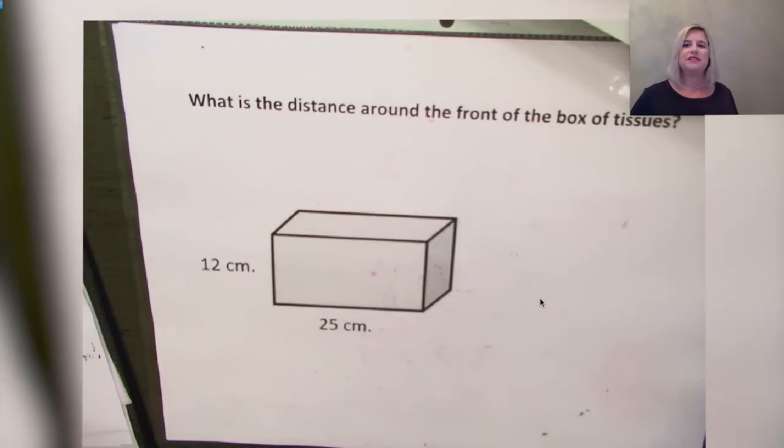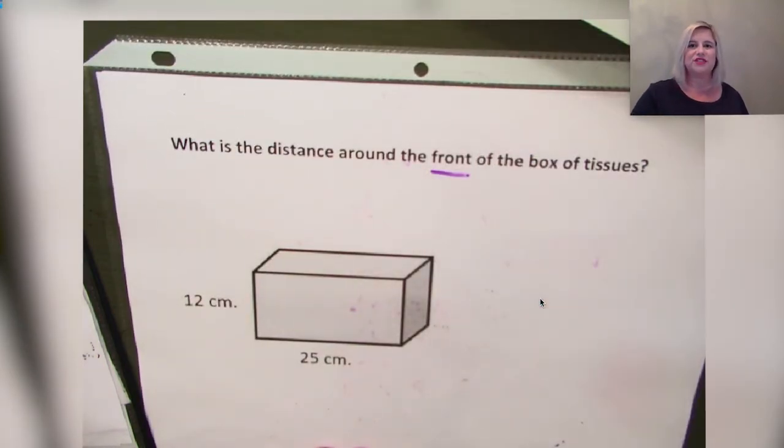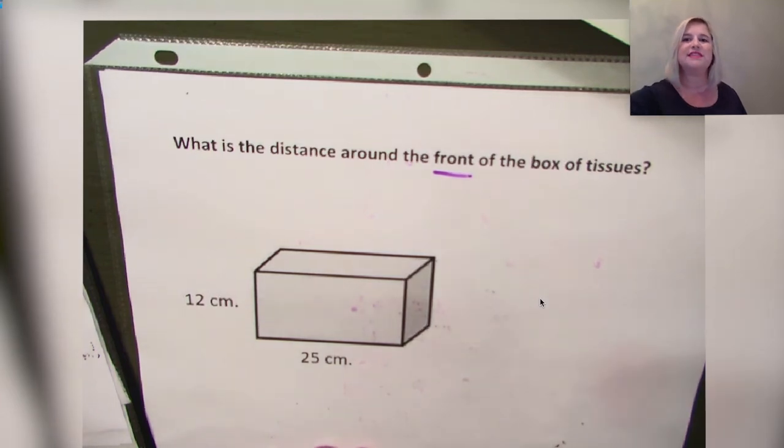What is the distance around the front of the box of tissues? So we are looking at the front of the box of tissues. What is the distance? I would like for you to go ahead and draw and label your model. I will do the same and then we will compare.